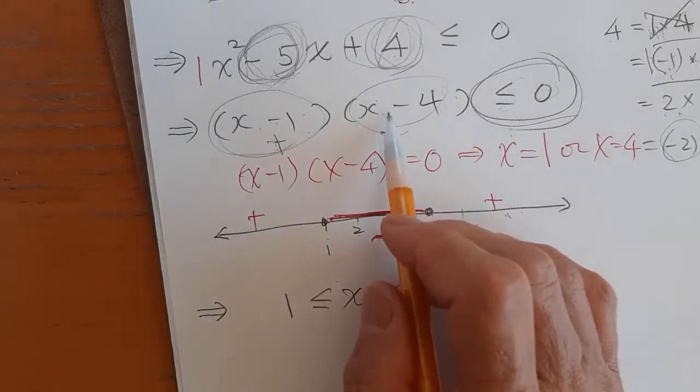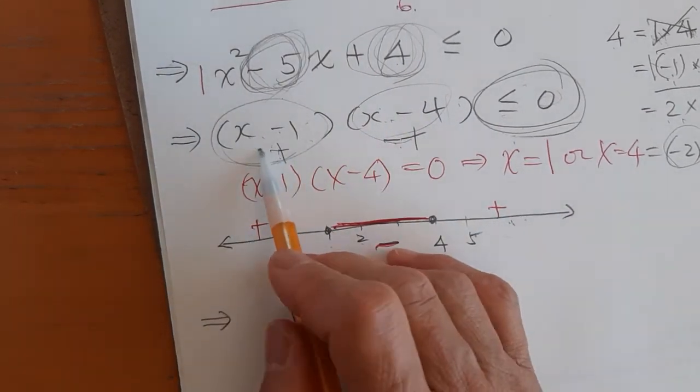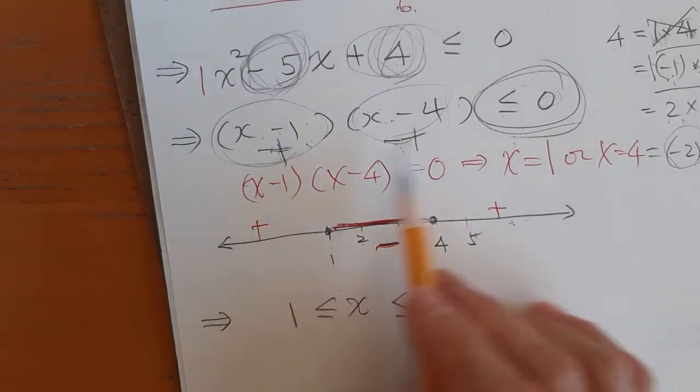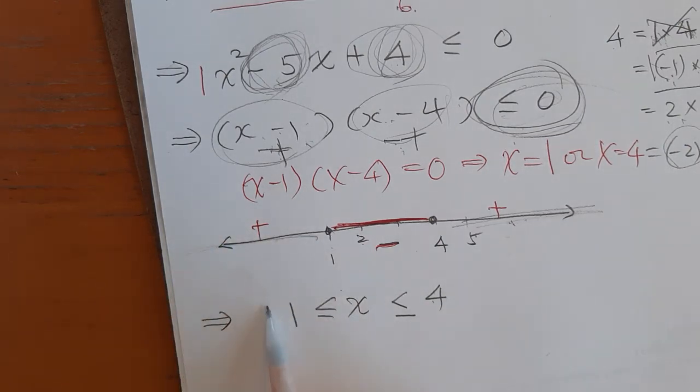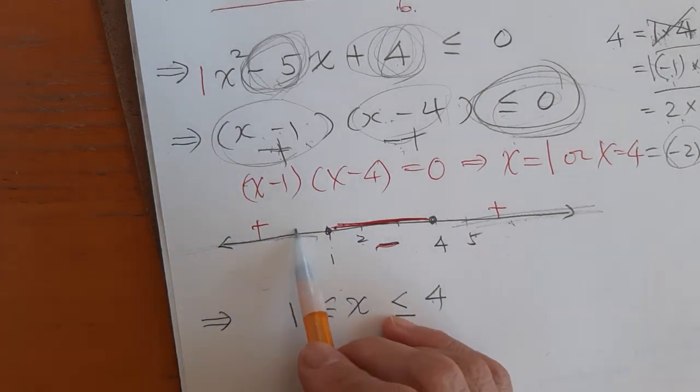Greater than 4, minus 4 is positive. Minus 1 is still positive. Positive times positive is positive. So this is a solution for greater than 0. And this side is also greater than 0.